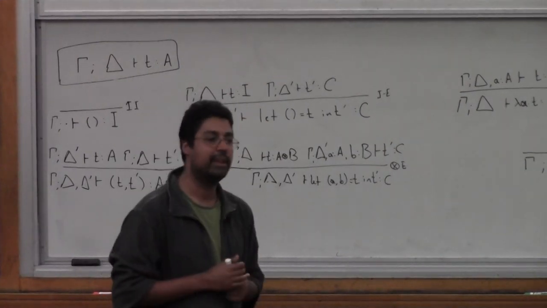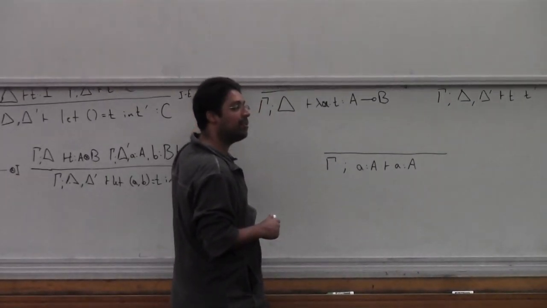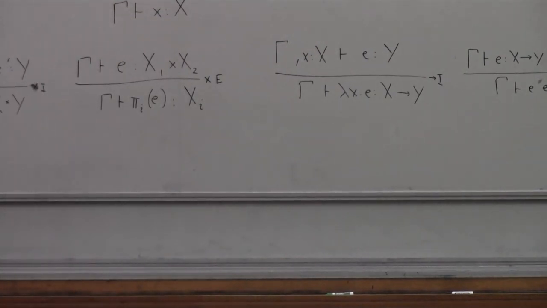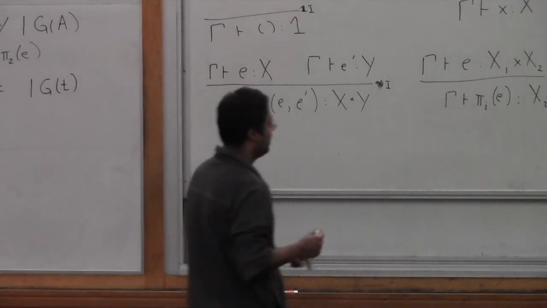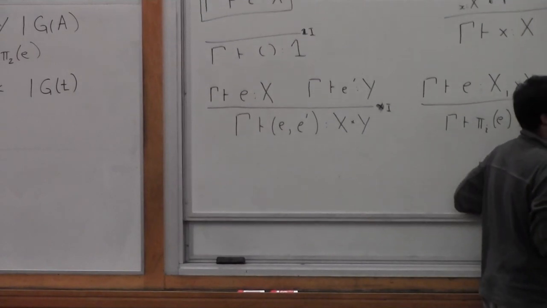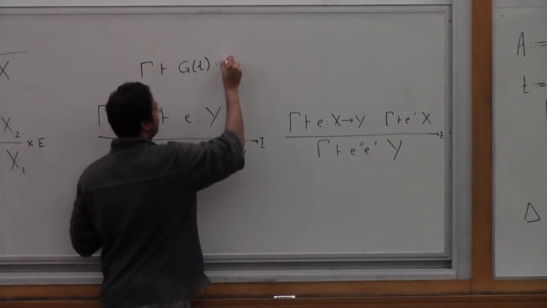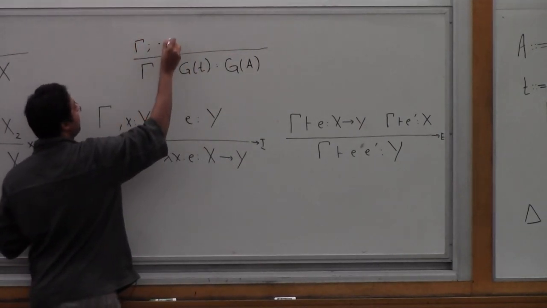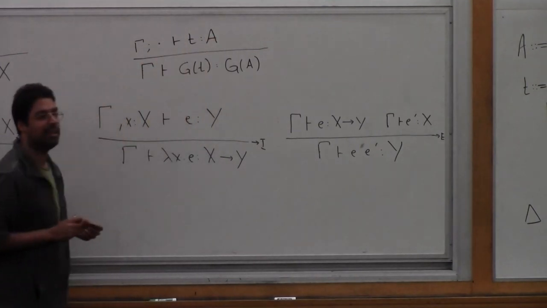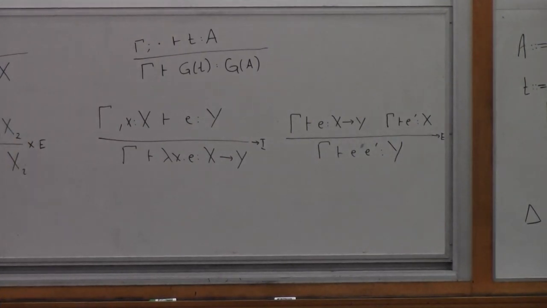And now we can actually give introduction and elimination rules for this G and this F. And I told you that you can think of elements of G of A as linear terms that don't have any free linear variables. And we can turn that English description into a typing rule as follows. We can say in the context gamma, G of T has the type G of A just when T has the type A, and it doesn't have any free variables in its linear context. And that's the whole introduction rule for G.